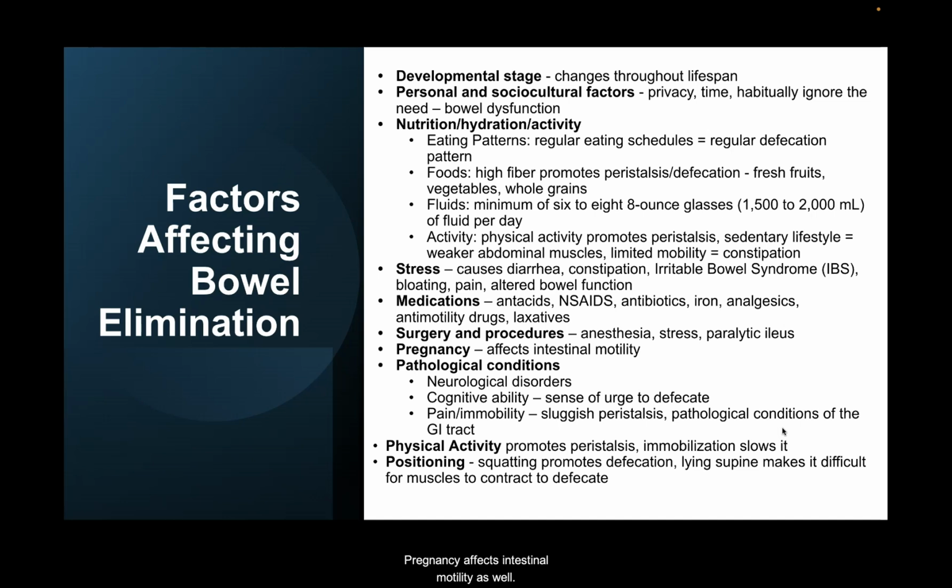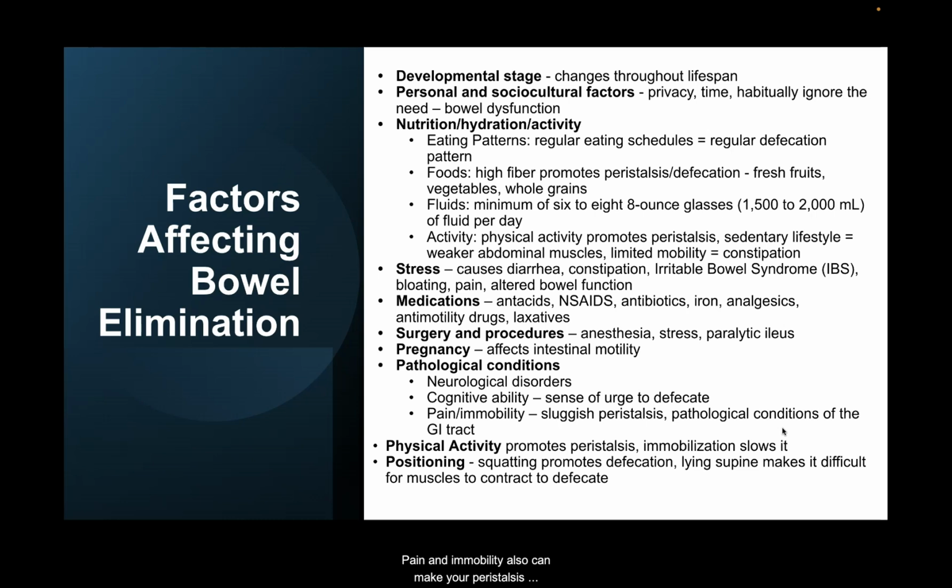Pregnancy affects intestinal motility as well. It slows down, everything slows down. And then pathological conditions such as neurological disorders, like people who have TBI and CNS disorders, can develop altered bowel function. Then you have patients who have impaired cognitive ability. They lose the urge to defecate, and then they forget. You see that a lot in patients who have dementia. They tend to forget that they need to go and have a bowel movement. So it's important to help them create a schedule so they can have regular bowel movements.